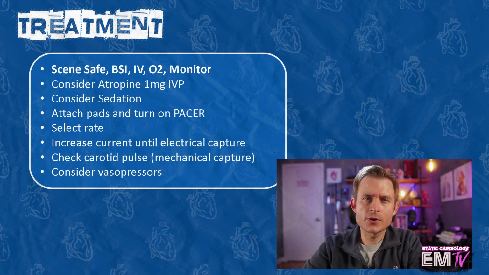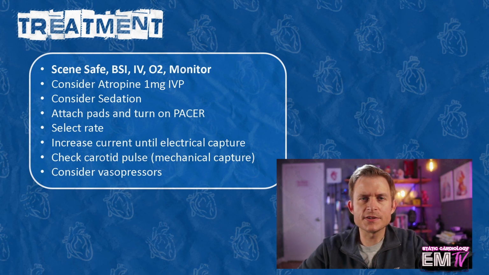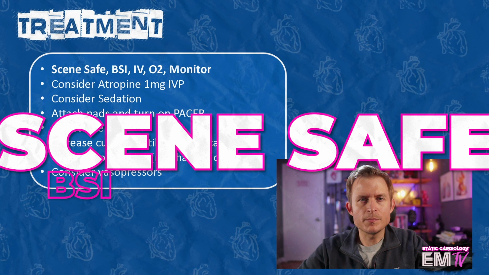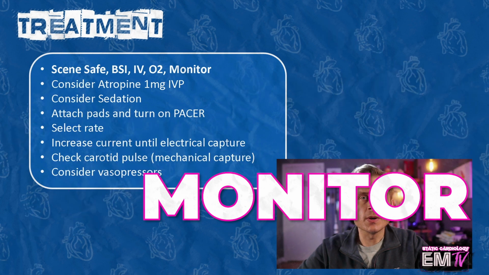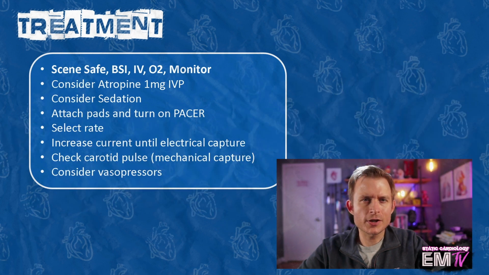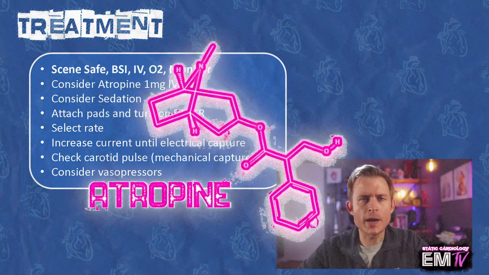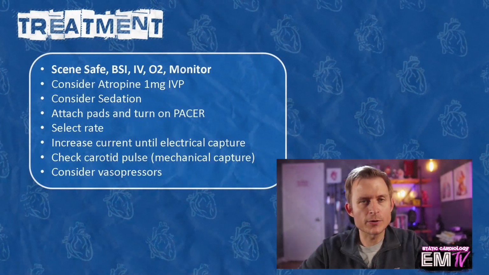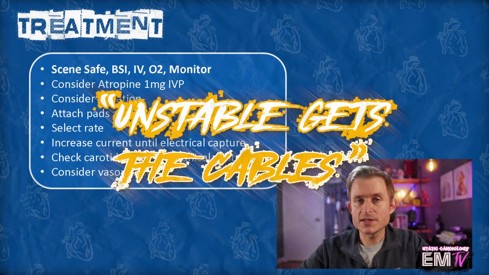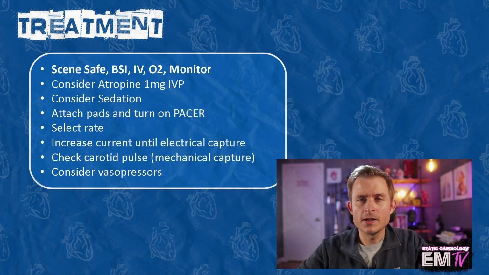Just like with all my other cards, I'll begin treatment by regurgitating the mantra. Scene safe, BSI, IV O2 monitor. Because this patient is bradycardic, I'll then consider the administration of atropine, 1 mg rapid IV push. However, because I've already determined that my patient is unstable, and unstable gets the cables, my most definitive treatment is going to be the administration of a transcutaneous pacer.